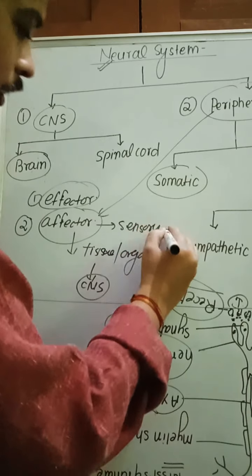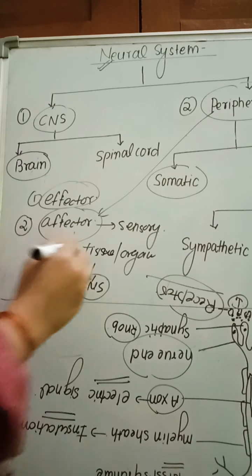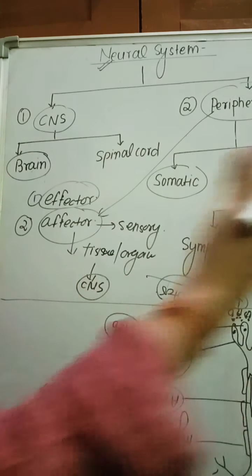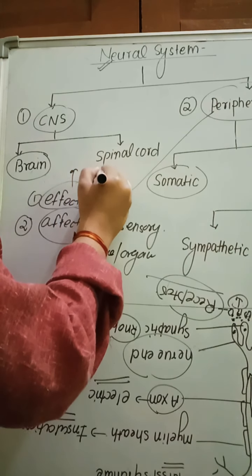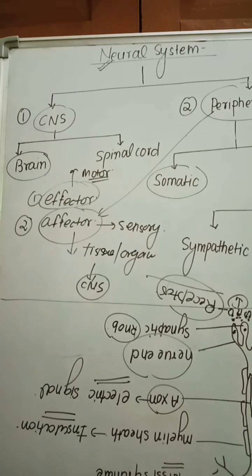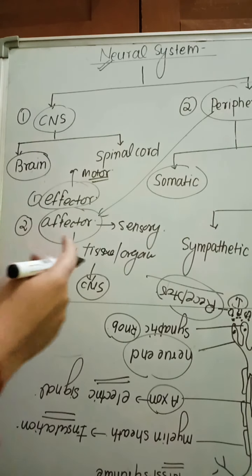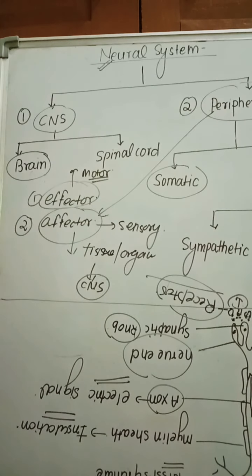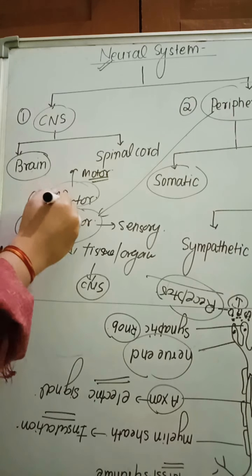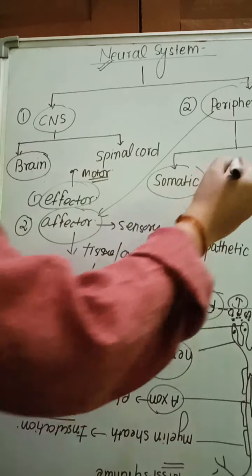What type? Sensory. It receives the signal from the tissue and organ and transfers it to the central nervous system. But the efferent is a motor neuron. That is just the opposite. It transfers the impulses from the central nervous system to the tissue and organ. Just opposite to the afferent. So that is the function of afferent and efferent neurons.